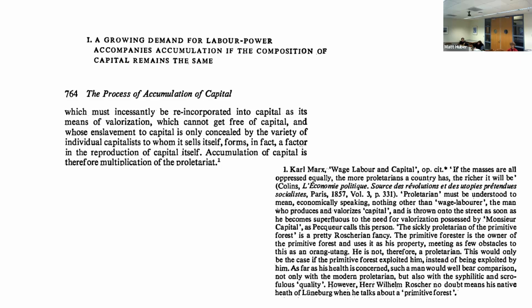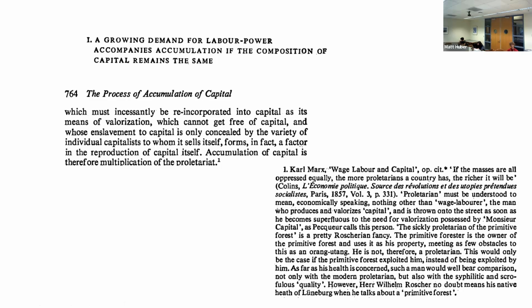for some people, proletarian just means poor, wretched folk that are struggling to survive. But if those poor, wretched folk actually live in the forest and own the forest and can produce their own subsistence from the forest, they're not proletarians. Proletarians are separated from the means of production, separated from the means of subsistence, and have no way to survive outside selling themselves to capital, right? So he's saying this primitive forester is not a proletarian. They would only be the case if the primitive forest exploited them instead of being exploited by it.